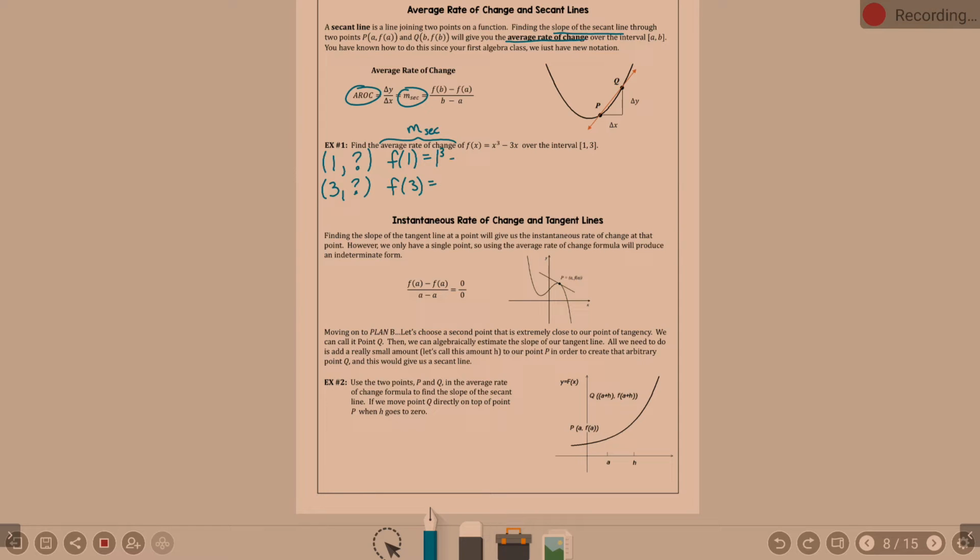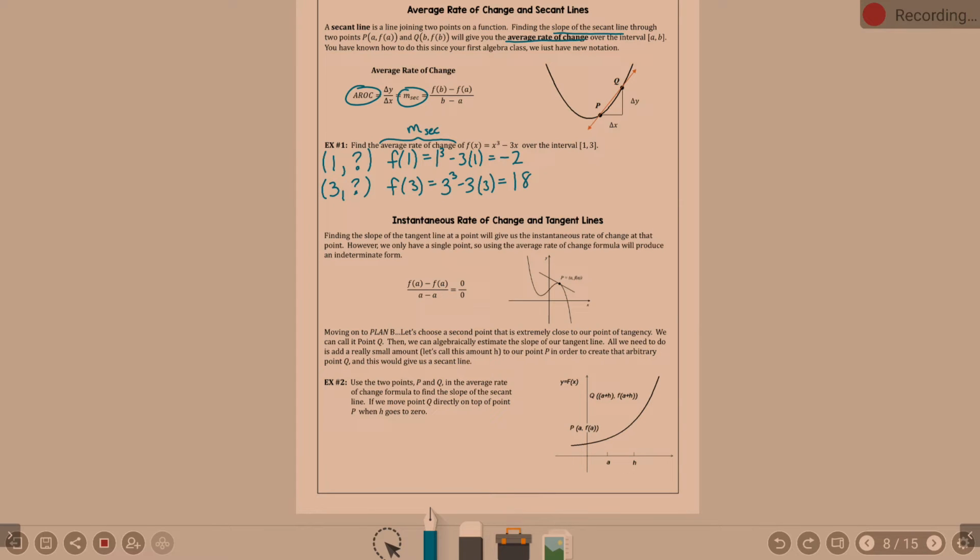With that in mind, do some math. 1 cubed minus 3 times 1. 1 cubed is 1, 3 times 1 is 3, 1 minus 3 is -2. Okay. f of 3: 27 minus 9 is 18. You guys had worked ahead of me?